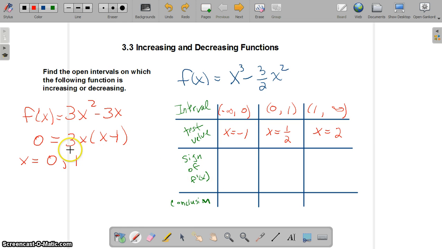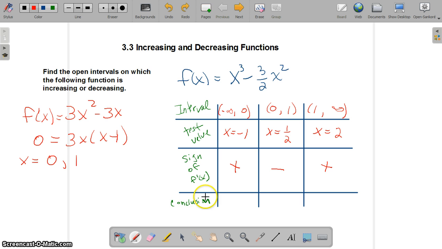So if I plug negative 1 into my derivative, I am going to end up with a positive number. If I square a negative 1 and I subtract a negative, I'm going to end up with a positive solution. You don't have to actually calculate what it is. You just have to know if it's going to be positive or negative. If I plug 1/2 into the derivative, you are going to get a negative value. If you plug 2 in here, you're going to square 2 and get 4, multiply by 3, get 12, and subtract off 3 times 2, we're obviously going to have another positive number. So our derivatives are positive in this interval, negative in this interval, and positive in this interval.